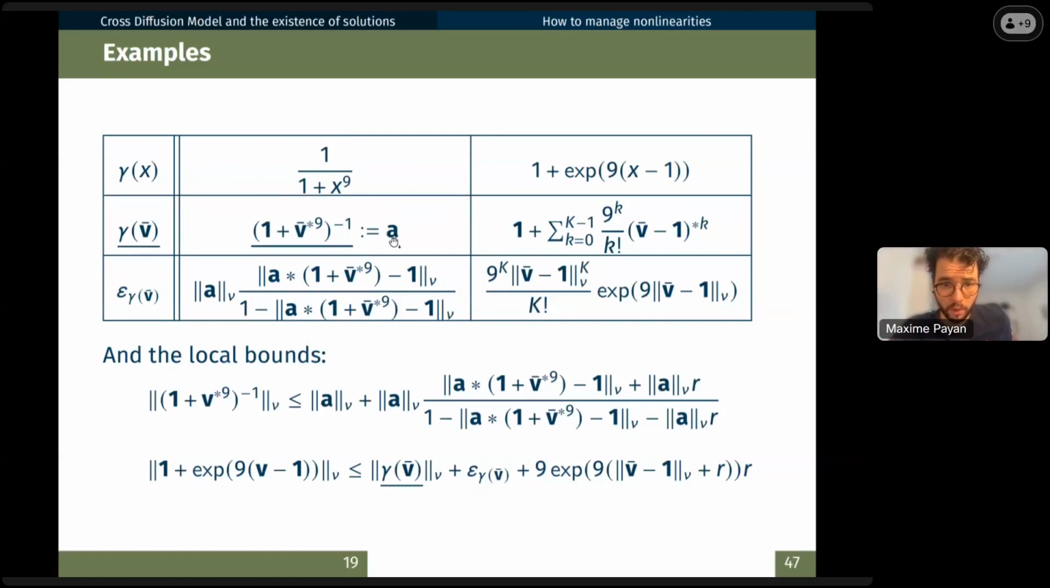I look for a vector that inverts this one. I call it A, and I have an error bound, this one. For 1 plus exponential, this is an entire function. I truncate it to index k minus 1, and I have a bound on it by Taylor expansion. And also, I add some local bounds from Neumann and Taylor.